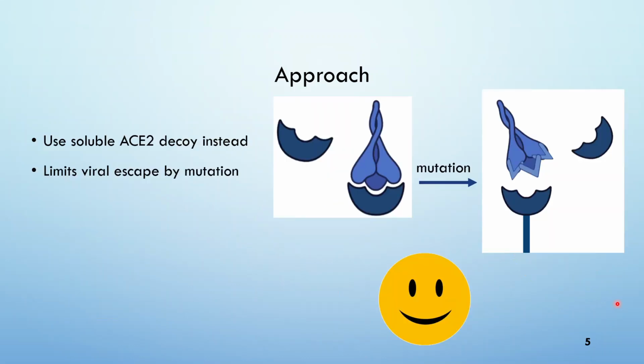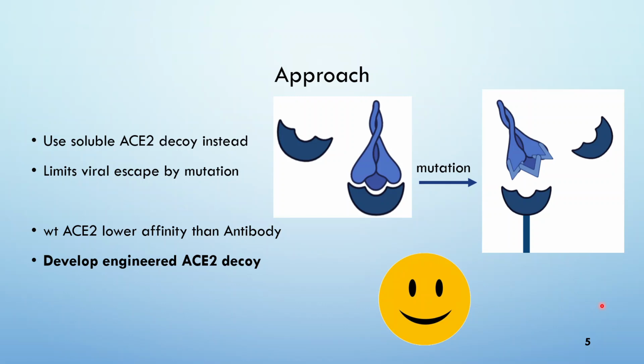So instead, what we can do is to provide the virus with a decoy or an imposter to bind to. A soluble ACE2 can be used. Since this is very similar to the actual receptor, the virus cannot mutate to escape binding. Else, it would also fail to bind to the human cells. However, treatment with wild-type ACE2 does not work very well to stop the virus. It has lower affinity than the antibodies. So the researchers want to engineer a mutant ACE2 that can bind better.